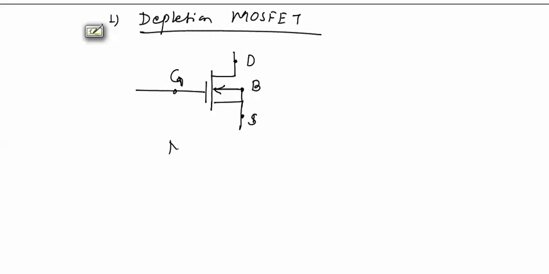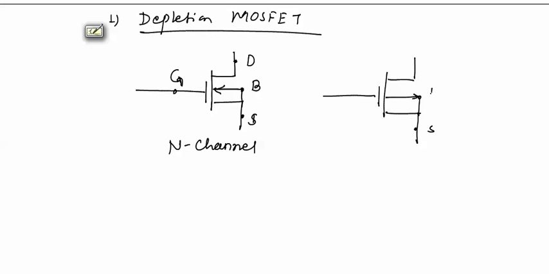If this symbol is used, it is an n channel MOSFET. For p channel depletion type MOSFET, the arrow will be in outward direction. This is source, this is body, this is drain, and this is gate. These are the circuit symbols for depletion type MOSFET. This is p channel depletion MOSFET.